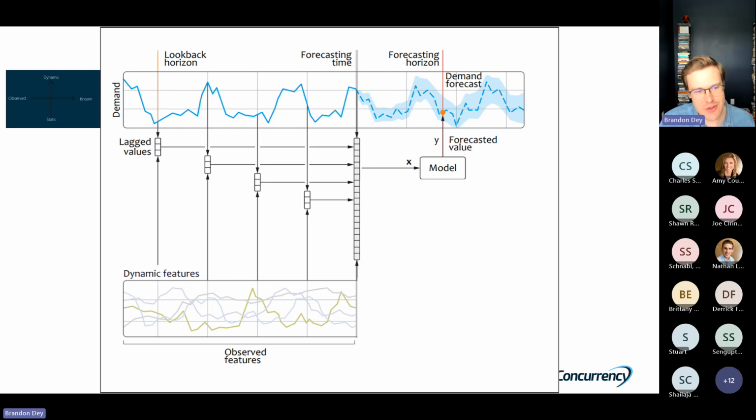So you've got lagged values, which are really dynamic and observed, right? They're dynamic in that they change, and they're observed because you have actual data on it. All of that gets sort of added.